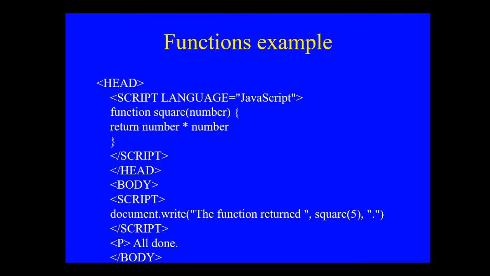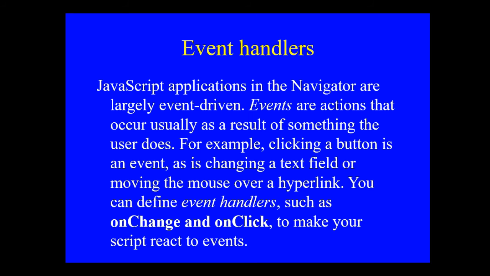Functions example: head, script language JavaScript, function square. We have here number as our parameter, return number multiplied by itself, /script, /head, body, script. Document.write, the function returns the square of 5. So 5 multiplied by itself will give us 25.